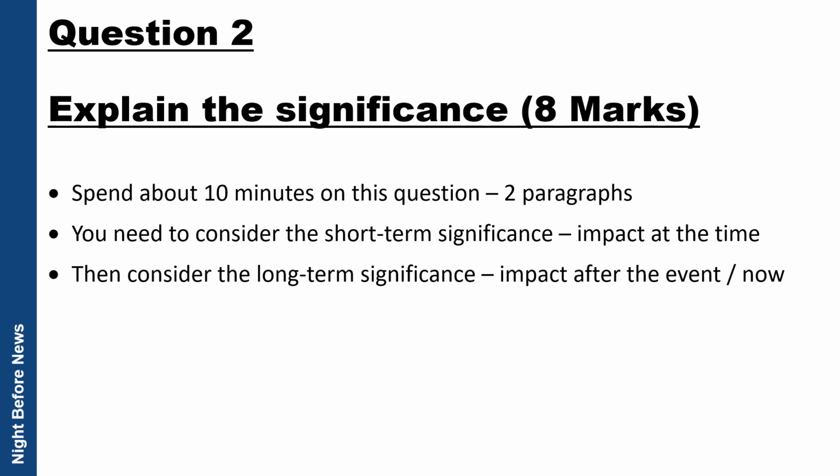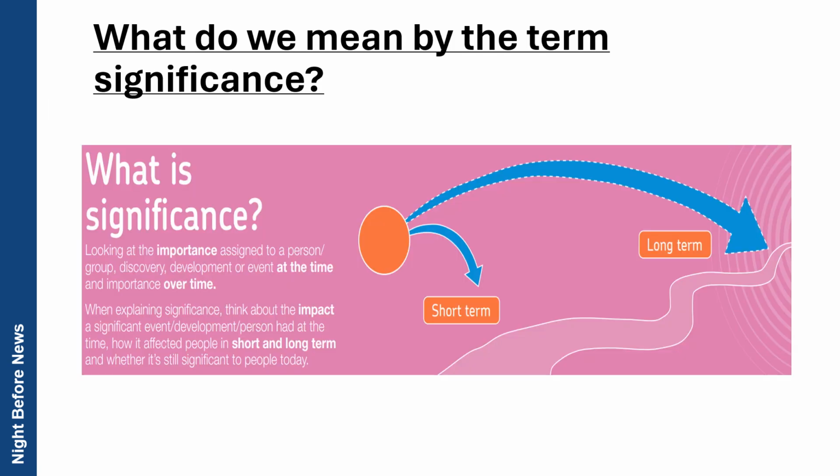Your second question on the medicine paper, again, is an 8 marker, so that's 10 minutes, 2 paragraphs. And this one, we're going to ask you to explain the significance of something or someone. Now for this one, your 2 paragraphs, your first paragraph should be the short-term significance, the second paragraph should be your long-term significance. So what was the impact at the time? What was the impact after the event? Even now, what is the impact of that person or discovery?